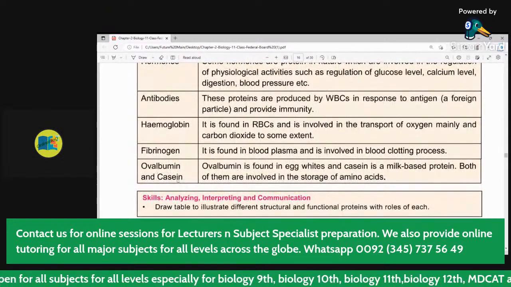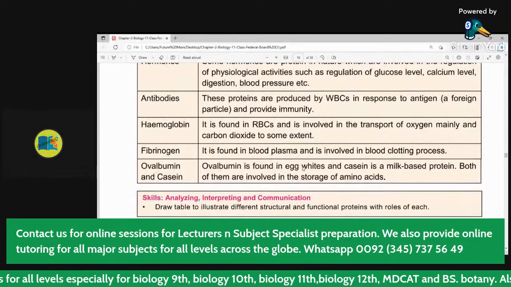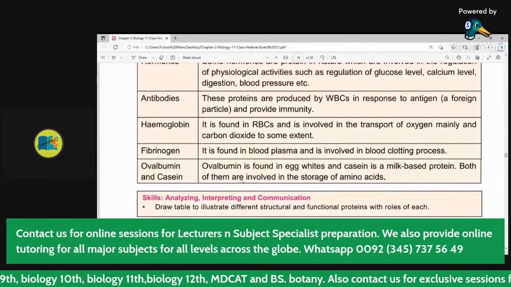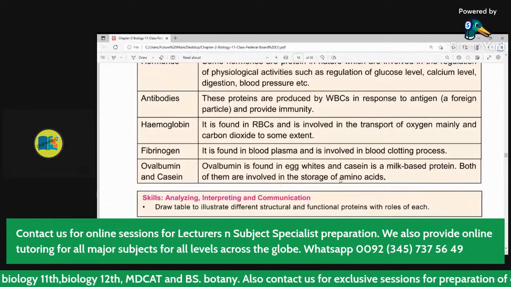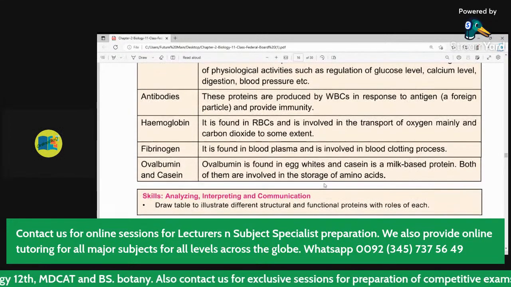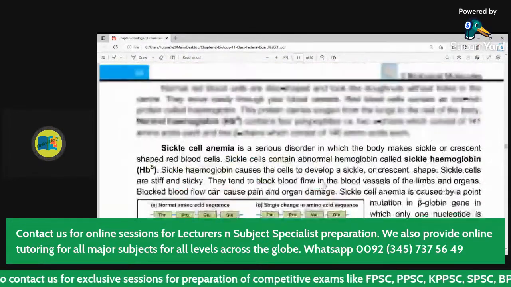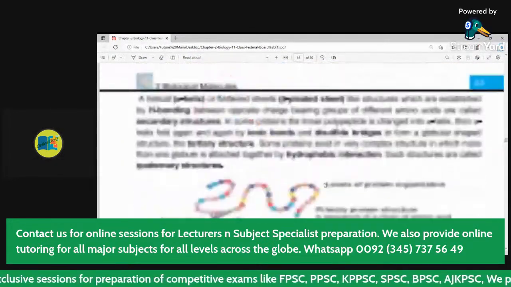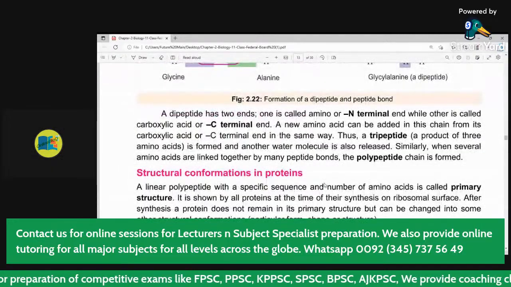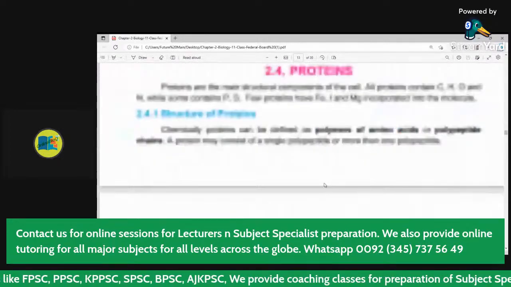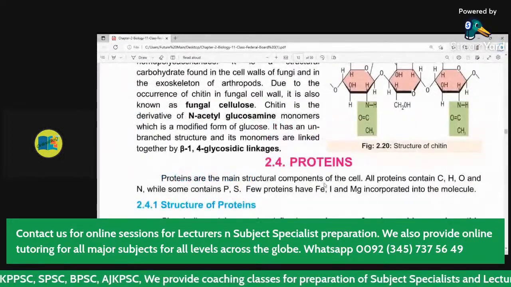Ovalbumin and casein. Ovalbumin is found in egg whites, and casein is a milk-based protein. Both of them are involved in the storage of amino acids. So today we took a detailed session on proteins from chapter 2 of federal biology for class 11.